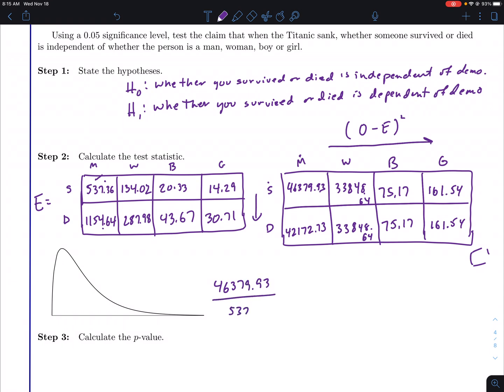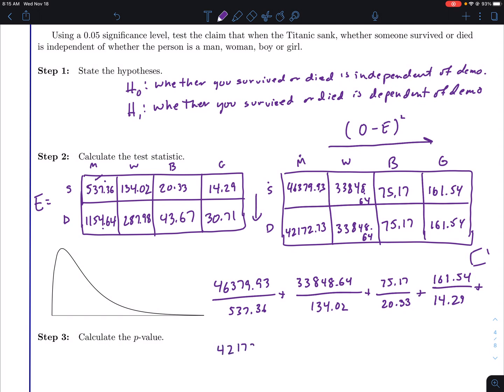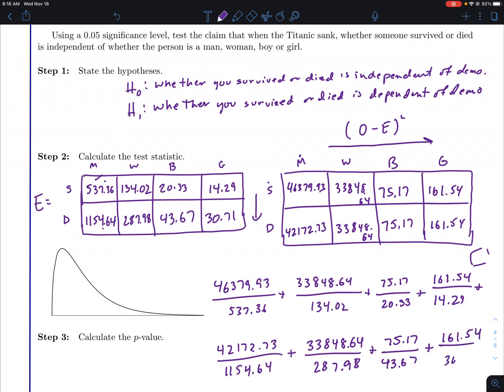So we're going to get 46379.93 over 537.36, plus 33848.64 all over 134.02, plus 75.17 over 20.33, plus 161.54 all over 14.9, plus 42172.73 all over 1154.64, plus 33848.64 all over 287.98, plus 75.17 all over 43.67, plus 161.54 all over 30.71. Whew.